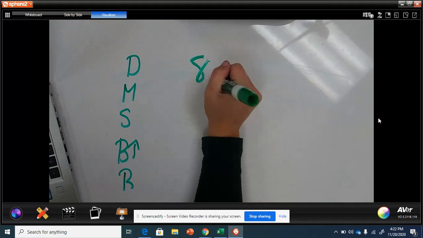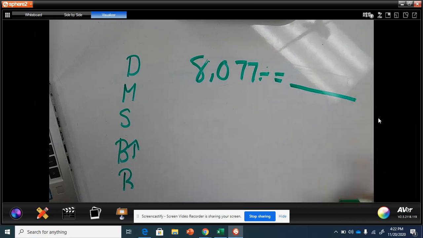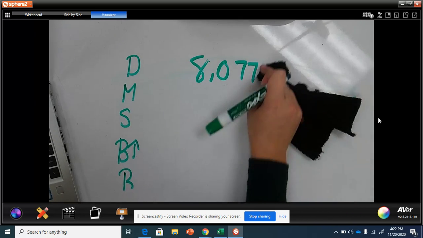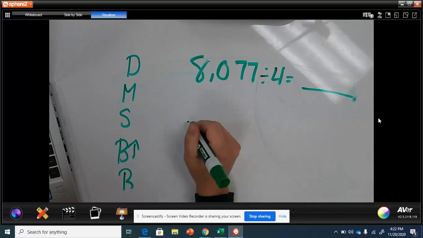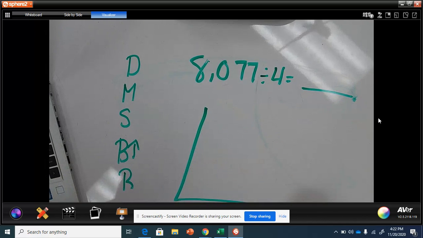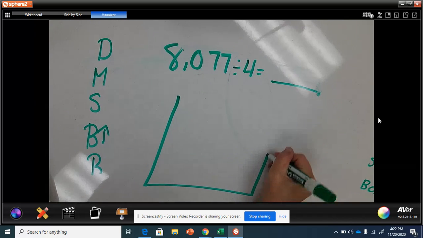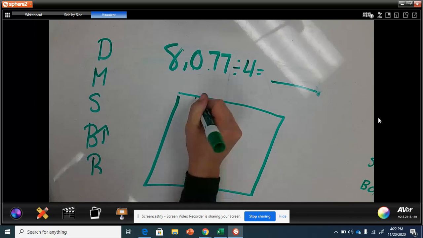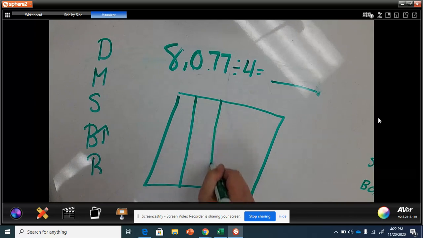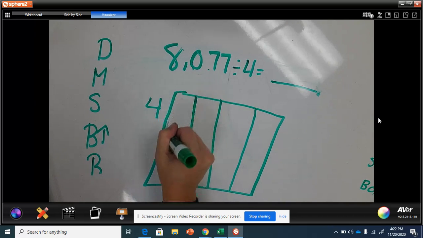So we're going to do 8,077 divided by 4, which equals blank. So I'm going to draw a box because this is the box method. Oh, I'm really off on this doc cam right now. Sorry about that. And I see 1, 2, 3, 4 digits in my dividend. So I'm going to make 4 spaces in my box. I'm going to put my divisor, which is 4, on the outside. And I'm going to put my dividend on the inside.